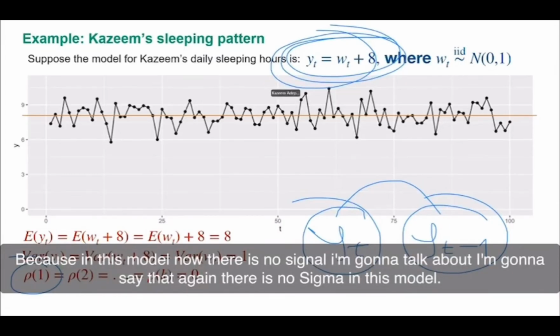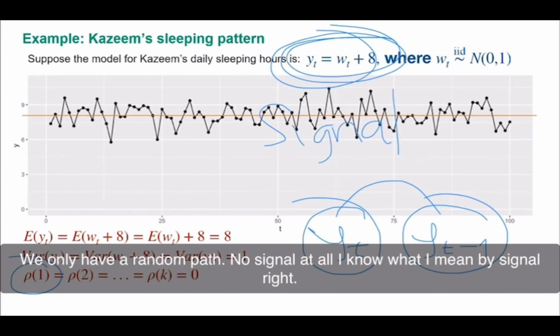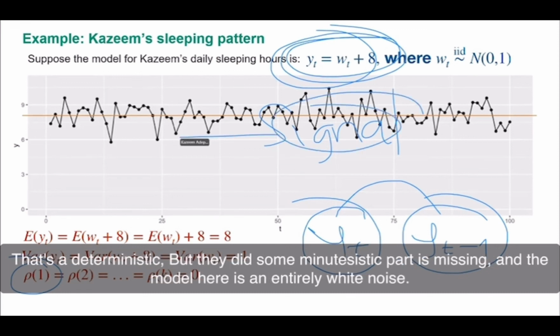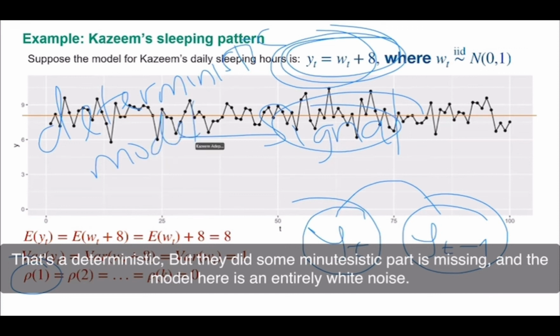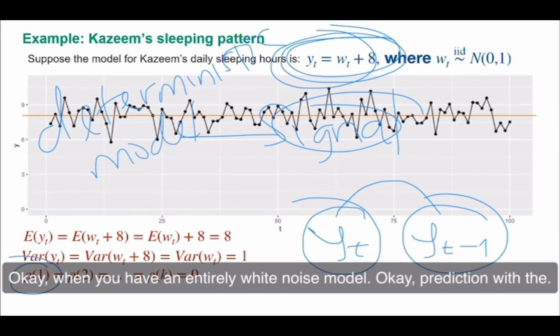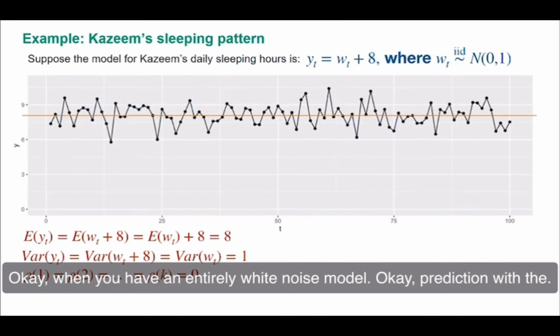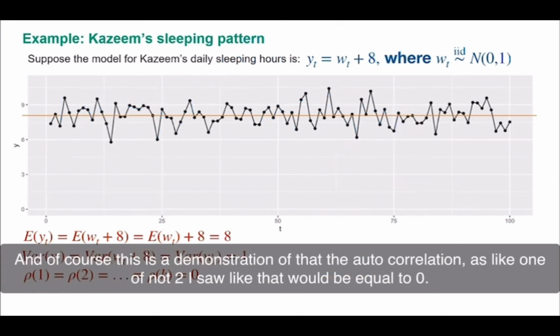I'm going to say that again. There is no signal in this model. We only have a random part, no signal at all. And you know what I mean by signal, right? That's a deterministic part. The deterministic part is missing, and the model here is entirely white noise. When you have an entirely white noise model, prediction will be difficult. And of course, this is a demonstration of that.